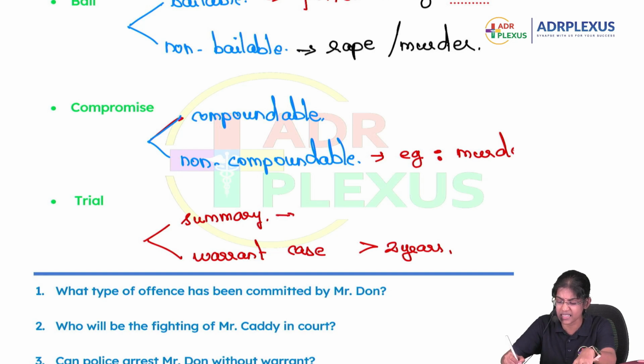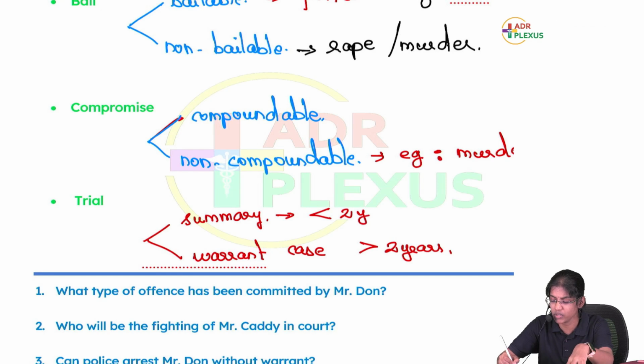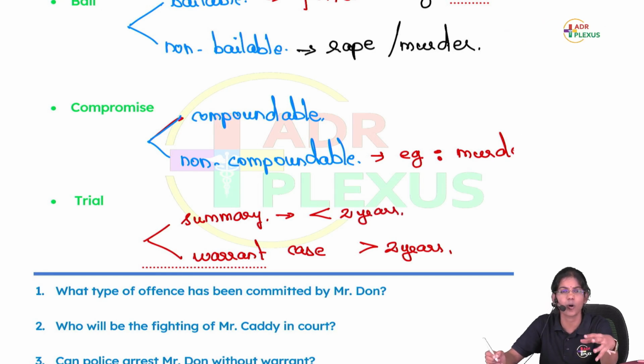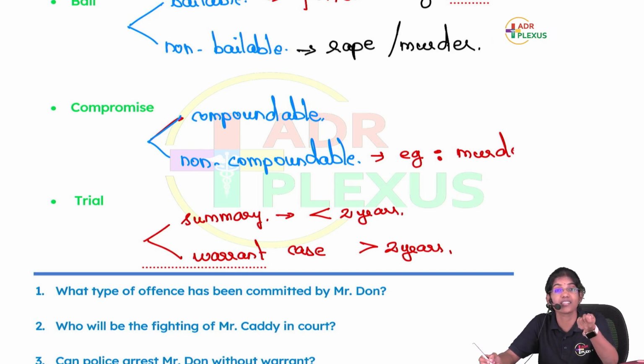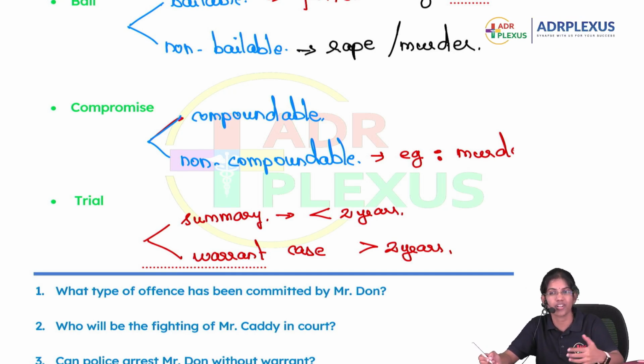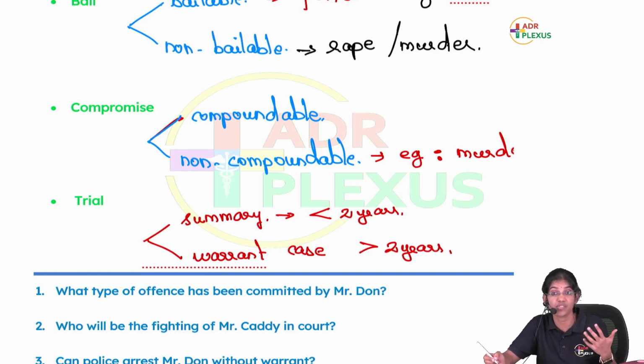Now, summary cases are any cases other than warrant cases, which means less than 2 years of punishment, it's called summary cases. Take a petty offense. People, in the heat of the moment, slapping each other, simple theft. All of these are considered summary trials, which means the judge can always call, ask what it is, give the punishment, finish off the case. So these are all summary trials. Even motor vehicle tribunals have summary trials.